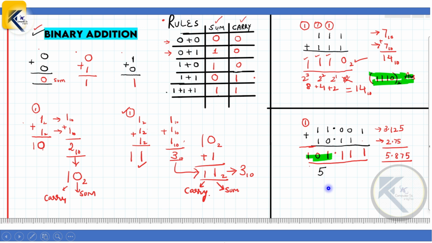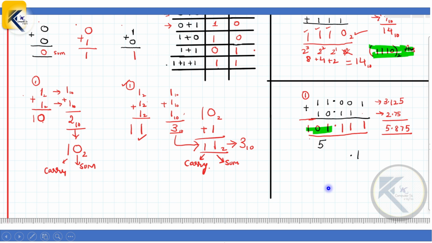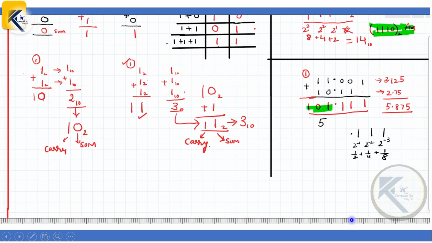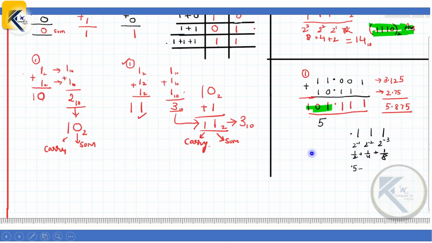And now 0.111. This is the fraction portion, so we will convert it into decimal. We will use negative weights of 2: 2 to the power of minus 1, 2 to the power of minus 2, 2 to the power of minus 3. So 1 by 2 plus 1 by 4 plus 1 by 8. Now if you convert this, it becomes 0.5 plus 0.25 plus 0.125. Now you can just add and see whether you get the answer 0.875. So 0.111 is equivalent to 0.875. That means our answer is correct.